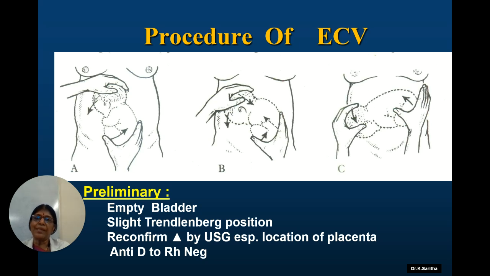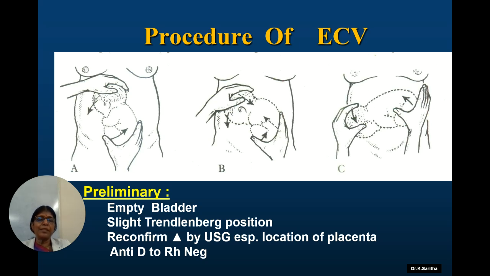You hold the cephalic pole of the fetus with the left hand, and the other hand holds the breech, and you turn the fetus by 180 degrees, so that the cephalic pole is in the right lumbar region and the breech in the left lumbar region, more like a transverse line. At that point, when the fetus is almost in a transverse line, stop, auscultate the fetal heart, and if there is no bradycardia or decelerations, then only you proceed further.